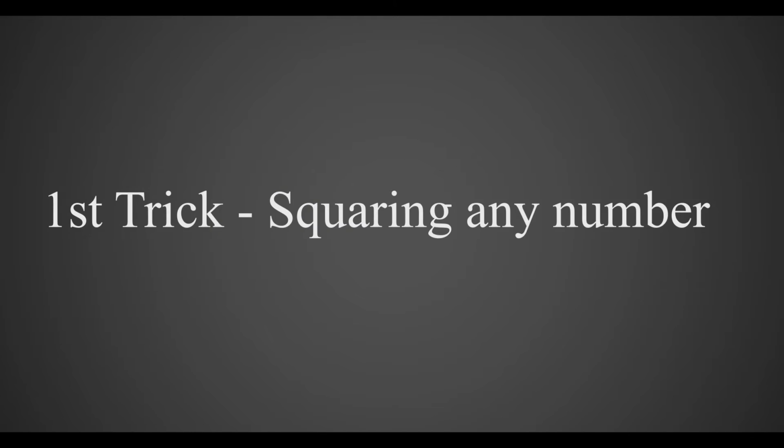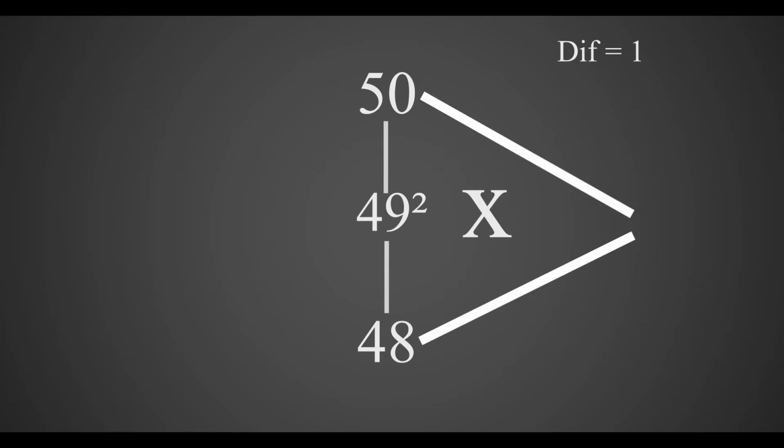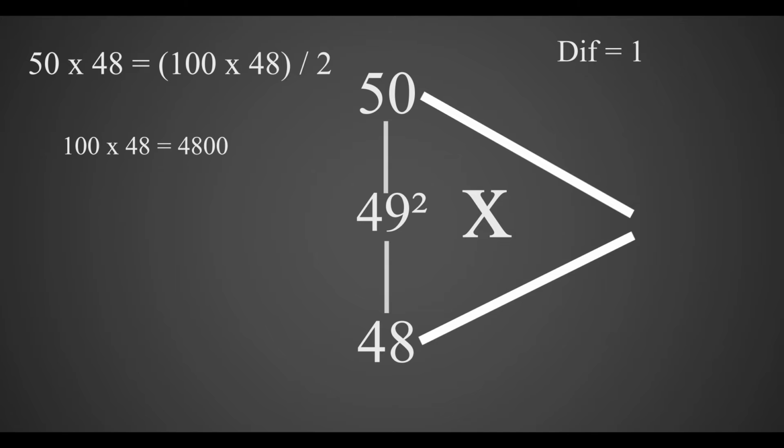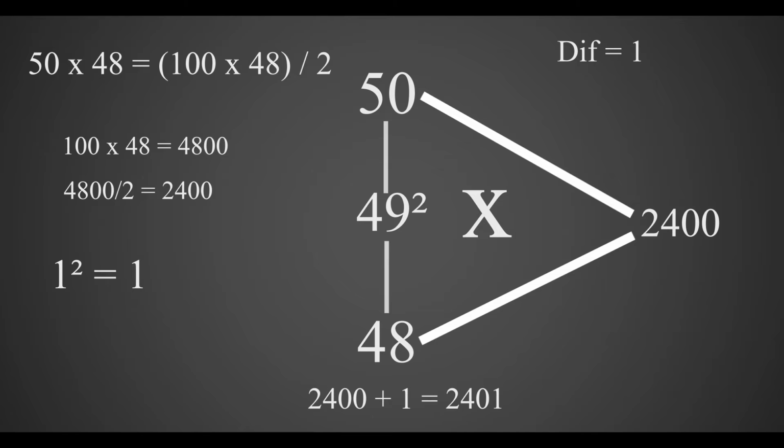Okay, so what I did there is I rounded it to 50 and got 50 times 48. Now since 50 is half of 100, I could multiply 48 by 100 and then divide it by 2 later on, which would be a much simpler calculation. So that would be 4,800 divided by 2, which is 2,400, and then adding on 1 squared, which is 1 obviously, to get 2,401. Now if we check our answer, it is 2,401.